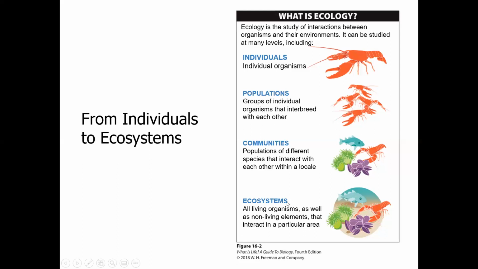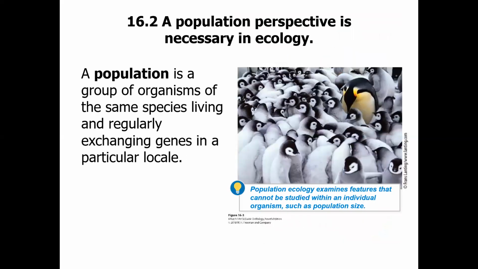Lastly, we have an ecosystem, and the ecosystem is the highest level we can have for ecological hierarchy. And this is all the living organisms, so our community, plus all of the non-living elements in a certain area. So when we talk about non-living elements, we're talking about things like weather and salinity and pH and temperature. All of these non-living factors impact what can actually live in that environment. So ecosystem is community plus the non-living elements.